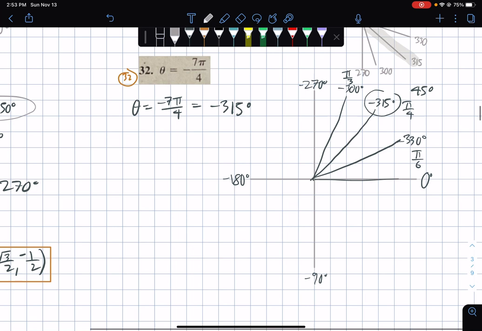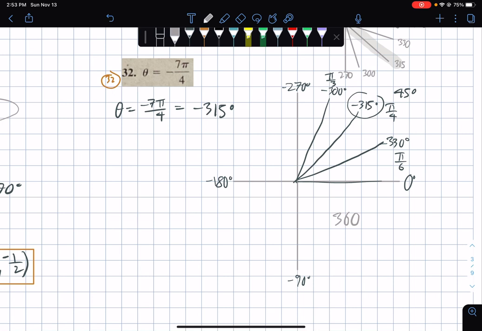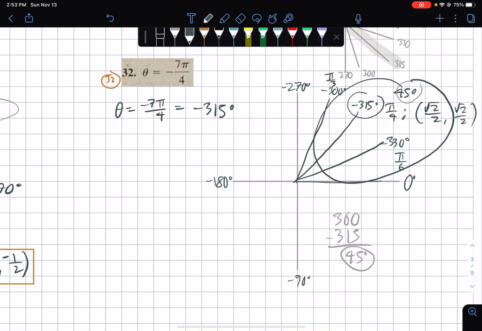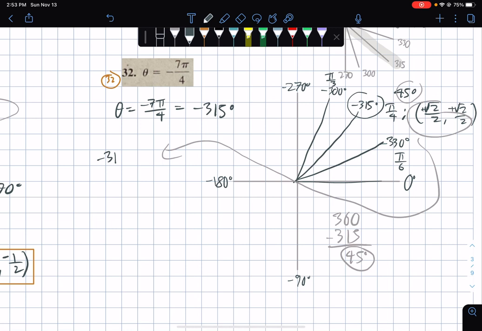What I'm teaching right now is a long cut, but as for a shortcut, just subtract 315 from 360 this way. You get 45 degrees. And yeah, this is the one. And so we all know that in pi over 4, it's all square root of 2 over 2, and because it's on quadrant 1, both x and y are positive. So let's just redraw them all here. It's negative 315 degrees, which is this. Or you could just say 45 degrees.